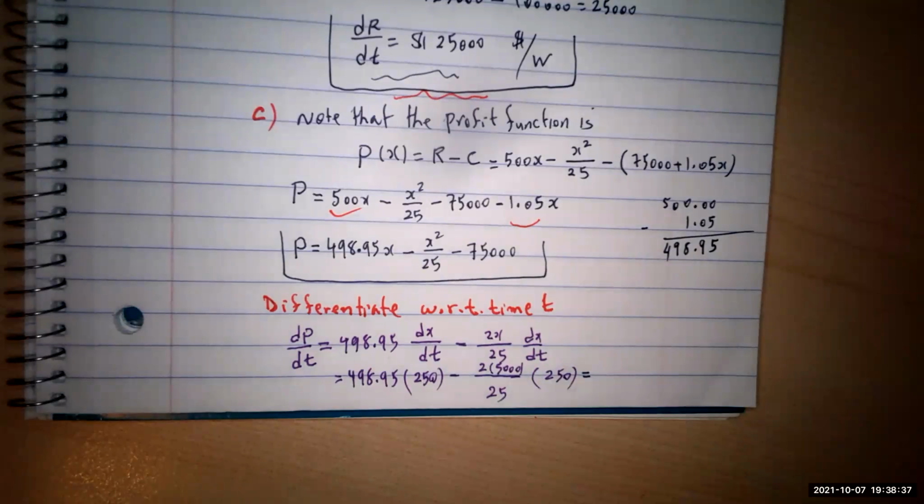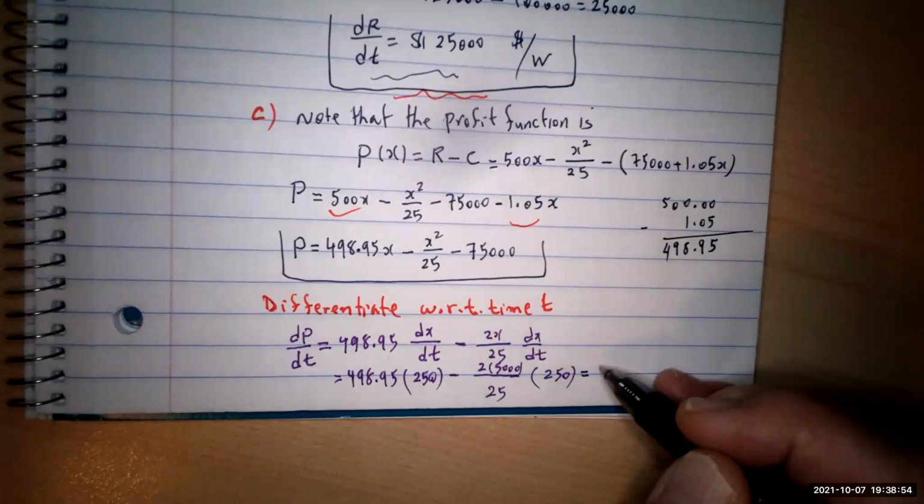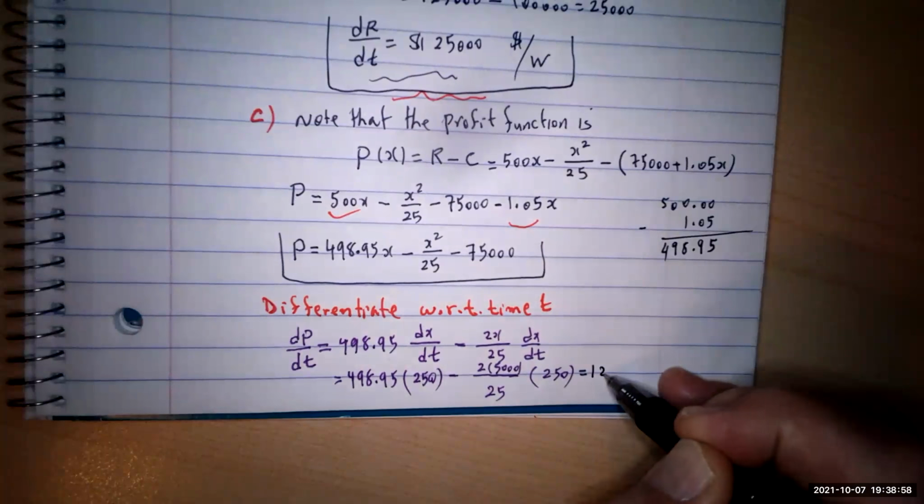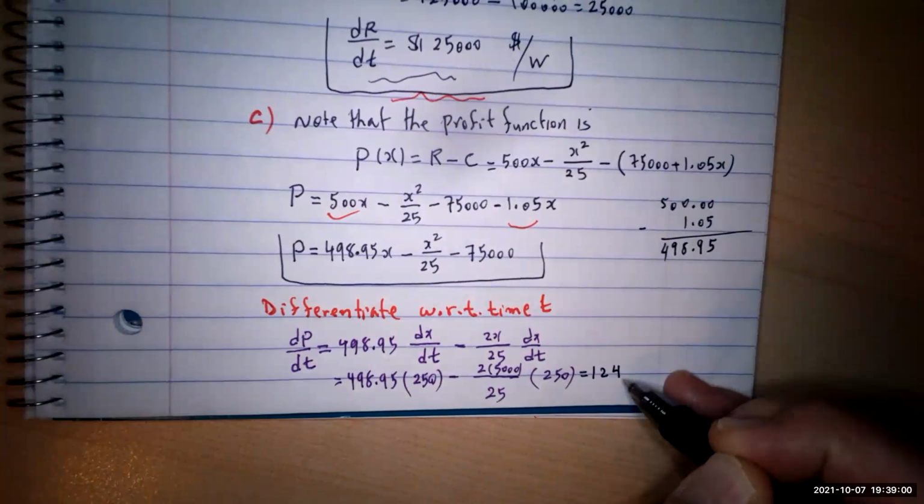So I have 498.95 times 250. So this is going to be the result. It is 124,000.